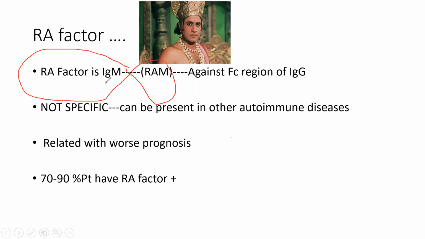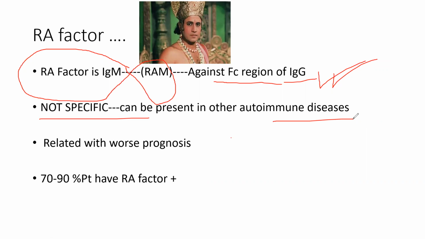Okay. Now this IgM will act against the Fc region of IgG. So this is the MCQ pattern. It works against the Fc portion of IgG. But actually RA is RAM. Okay. M. So it is not specific to rheumatoid arthritis. It may be found in other autoimmune diseases also. So many autoimmune diseases can have this rheumatoid factor. So it's not pathognomonic. Pathognomonic means 100% sensitive or specific, that if this is there then it means this disease, but it is not 100% specific. Okay, it can be found in other problems also.